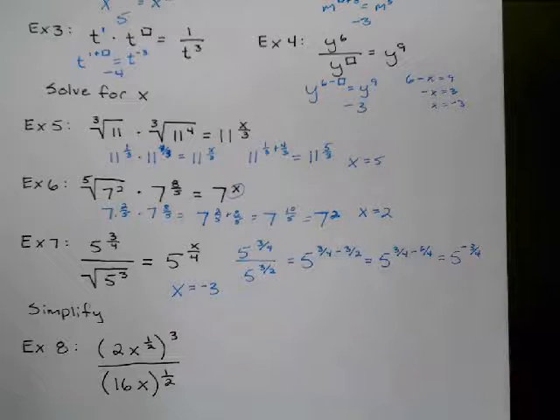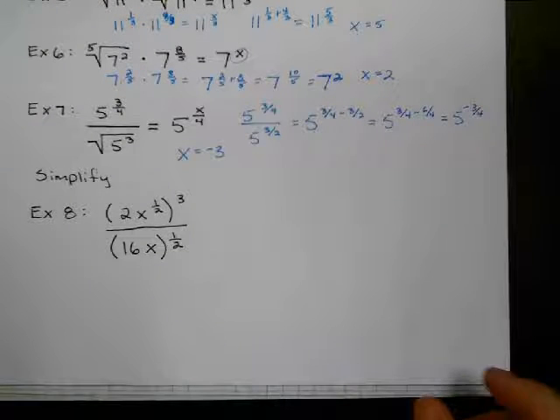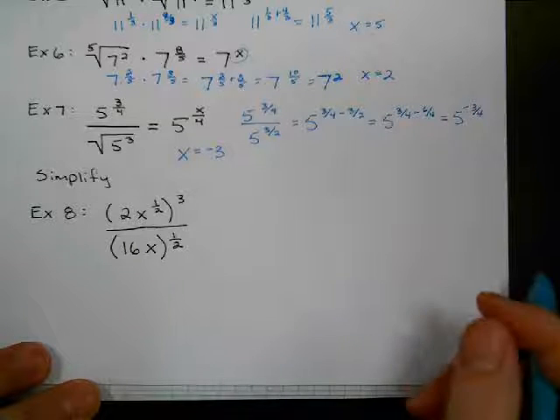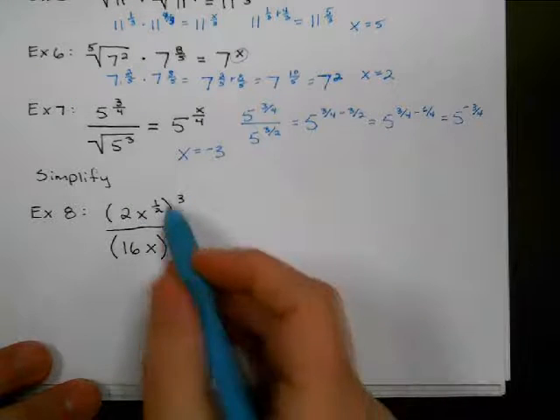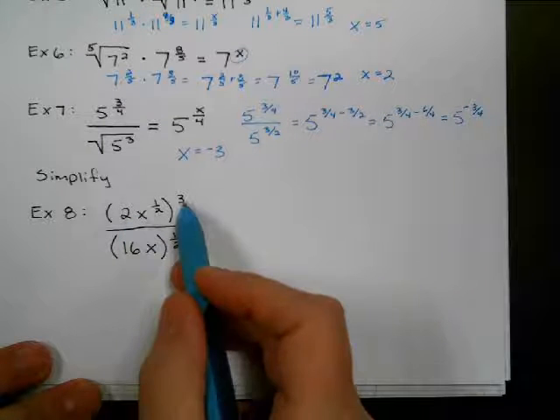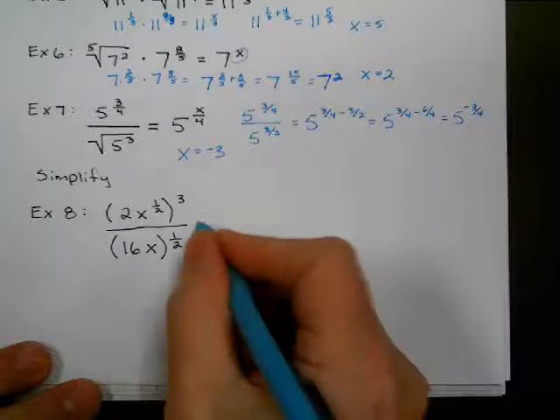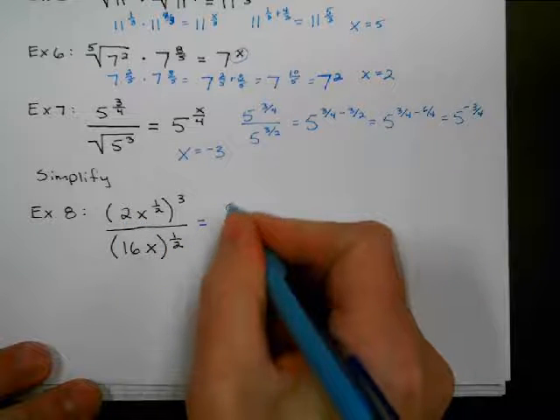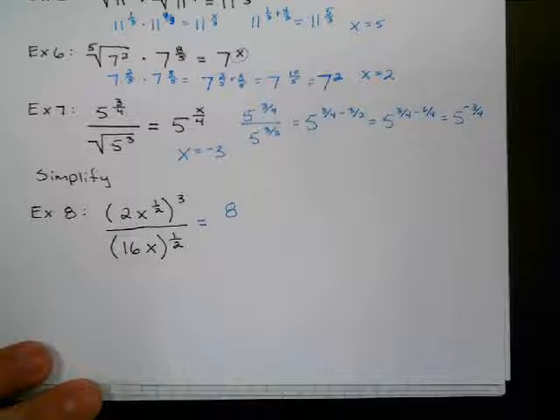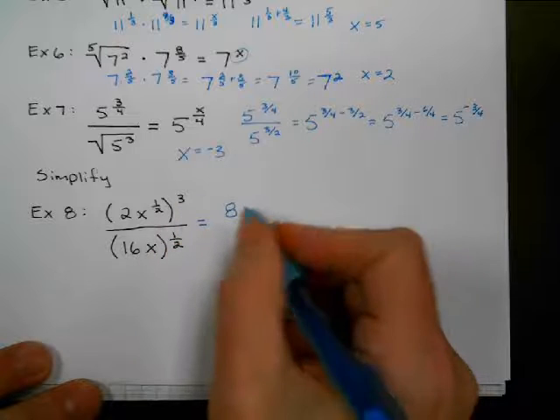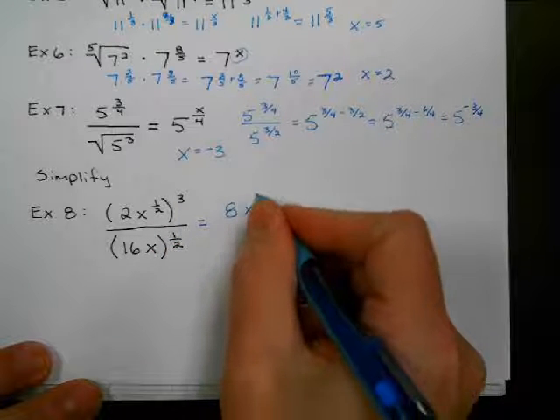All right, next one. We're going to simplify this one. So let's go ahead and simplify the numbers on top. We're going to take 2 to the 3rd power. 2 times 2 times 2, that's 8, because coefficients behave normally. And then this would be x to the 1/2 times 3. So that's x to the 3/2 power.